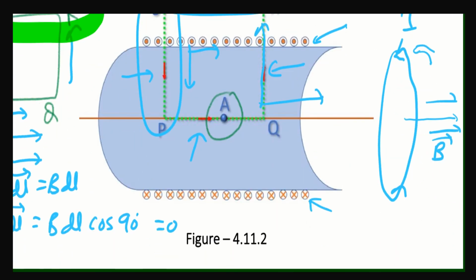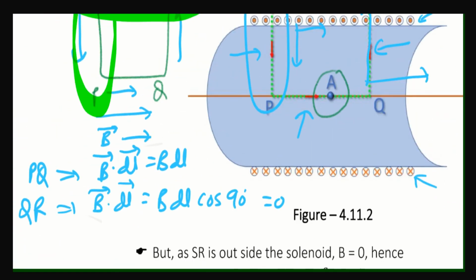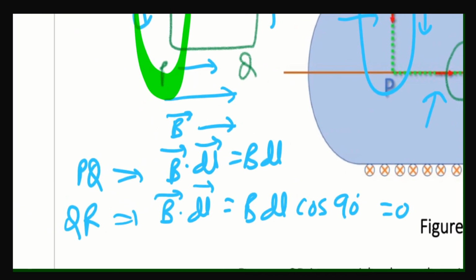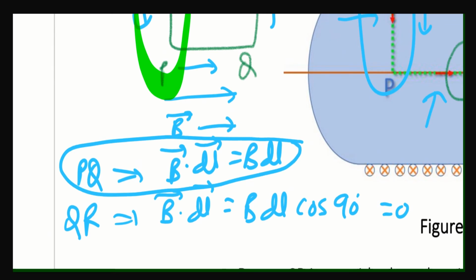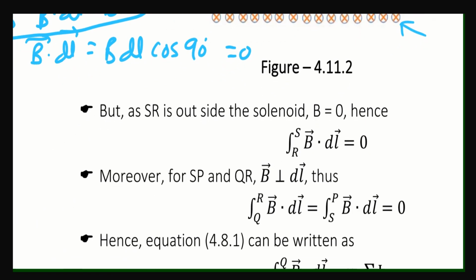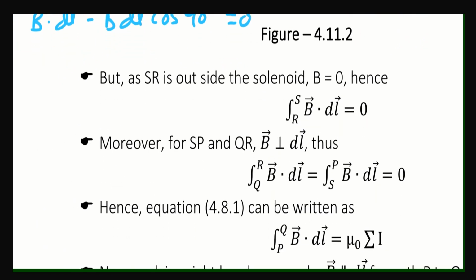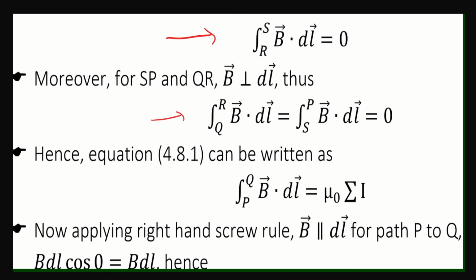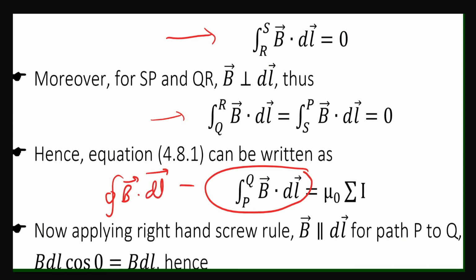And what is happening from P to Q? As explained here, when you go from P to Q, the angle between B and dl is 0. So you can write B dot dl as B dl. So three integrations are 0: R to S, Q to R, and S to P. And this is what we are left with. The closed integration of B dot dl is nothing but the integration from P to Q of B dot dl.